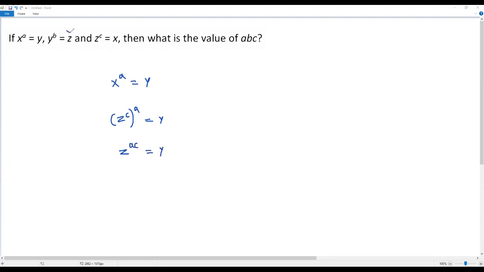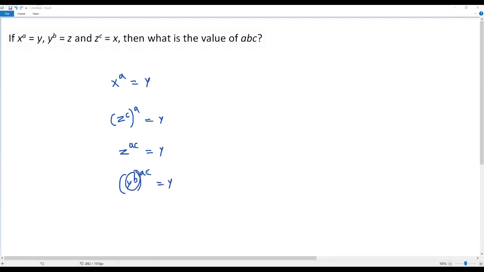Now let's consider the second equation. Here we have y to the b power equals z. Since this y to the b power is equal to z, we can plug in this y to the b power for z over here. Then we have y to the b power, and we can take this exponent ac as it is, equals y. Again, we can use the power of a power rule.